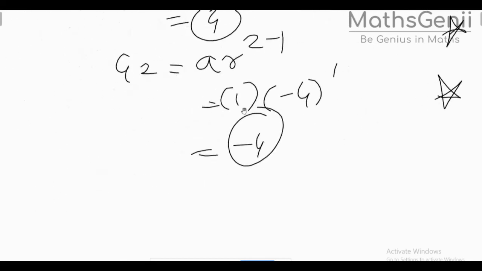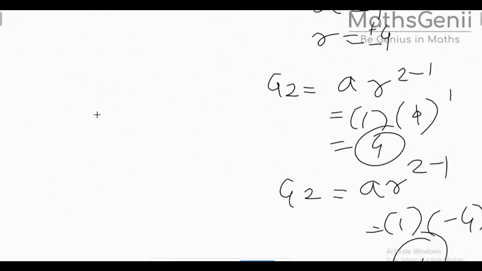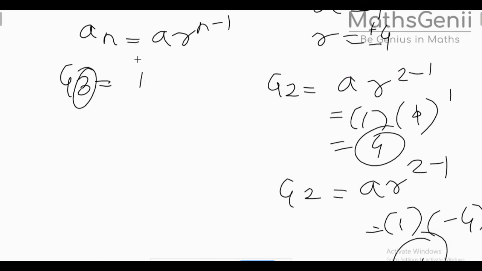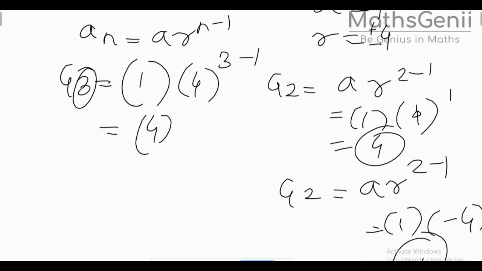Let me solve one more for you. If I have to find G3, then the formula is what? An is equal to a r^(n minus 1). So I want to find third term. So a is 1, given in the question, r is plus 4, and 3 minus 1. So you will get 4 squared, so 16.